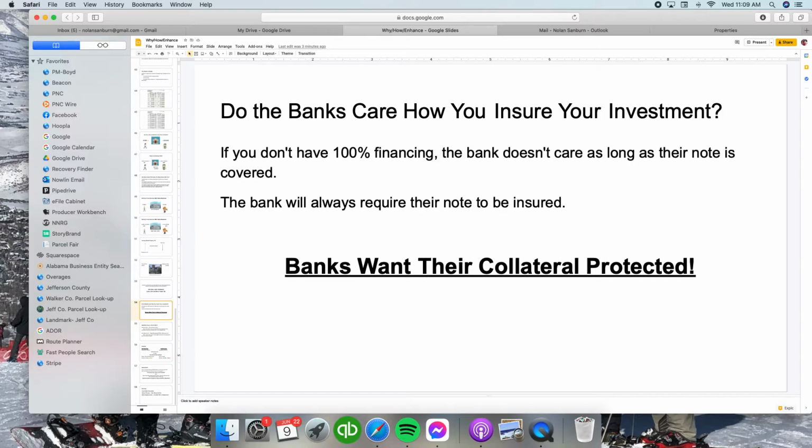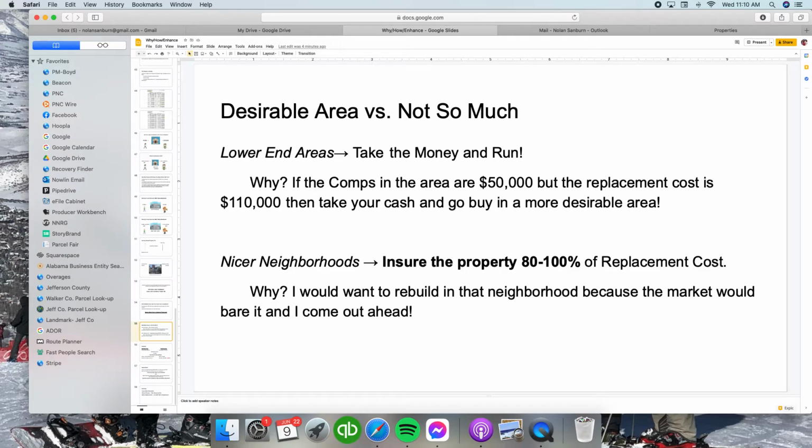Think about this when you're leveraging, when the bank is financing your property. If you don't have 100% financing on this mortgage, the bank doesn't care as long as their note is covered. That's all that matters to them. The bank will always require their note to be insured. The bank is always trying to protect their collateral. As you can see, the bank wants their collateral protected. That's most important to them, as long as they're never exposed.